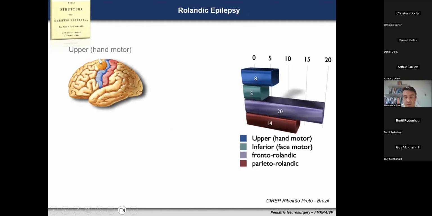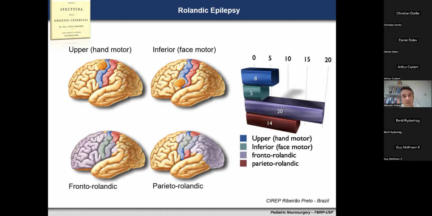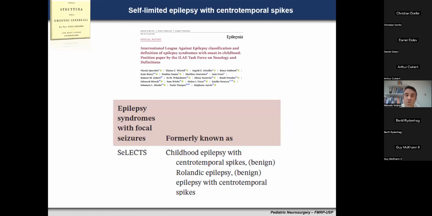That's why I was a part of this article that we published some years ago. This is why I've decided to further classify the lesional Rolandic epilepsy into these 4 categories, because it's quite rare, as you see in our own case series, to have a pure Rolandic lesion. We did have some in the upper motor area or inferior motor area, but it's more common that the lesion not only sits within the Rolandic area, but also encompasses frontal and parietal areas. So the epileptogenic network is much more widespread.